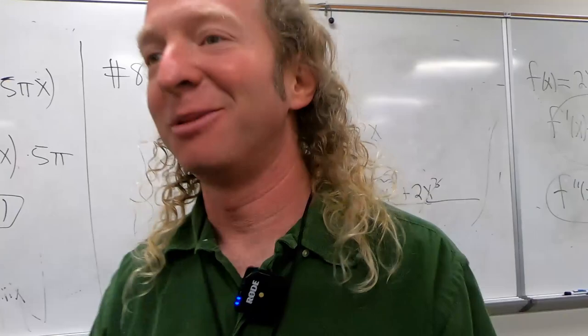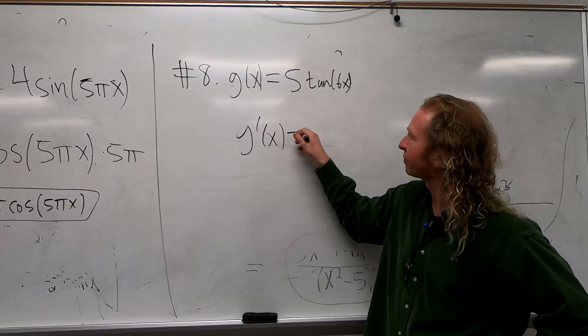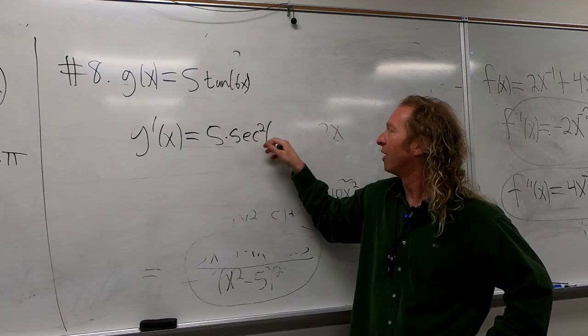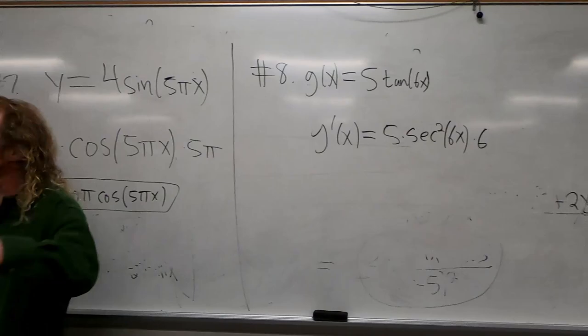Okay, it's good. What's the derivative of tangent? Do you all know? Secant squared, yeah. So this is going to be very similar to that. So the 5 will hang out. This will be 5 times secant squared of 6x times 6. Yeah, what rule is that? Chain. It's a chain rule, right? It's a chain with the derivative of the inside, right? Super important. I love the chain rule.